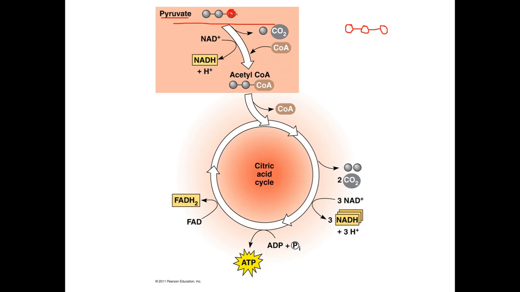Okay, the first thing that you're going to see here is that right off the bat, one of these carbons gets broken off, boop, and released as carbon dioxide. In doing that, that actually helps reduce NAD+, turns that into NADH. And so right from this step, pyruvate oxidation, which is where it's getting its name, it's being oxidized, we have NADH right here, which we'll use as an energy source later on.